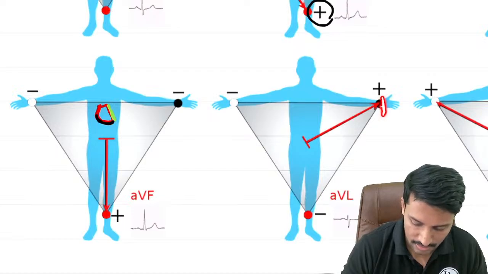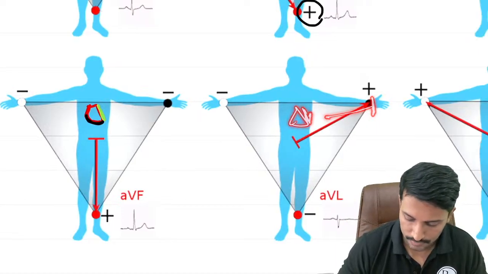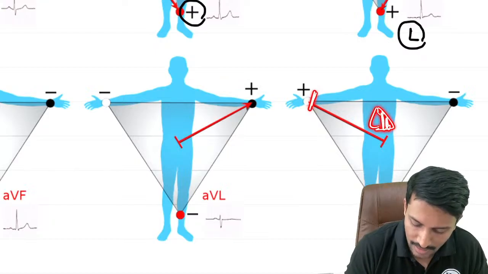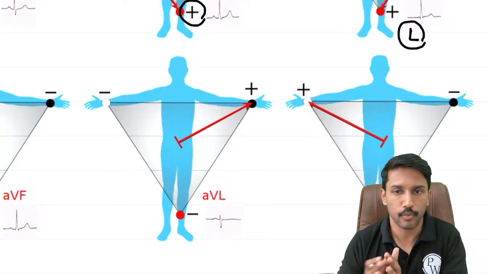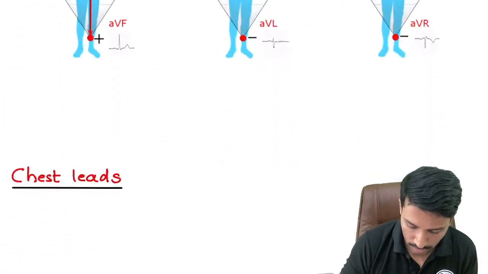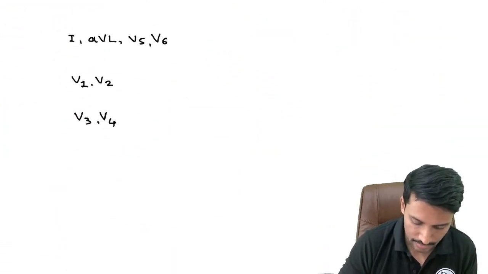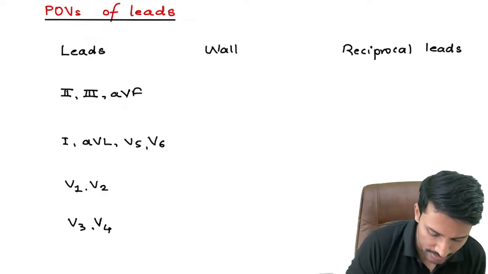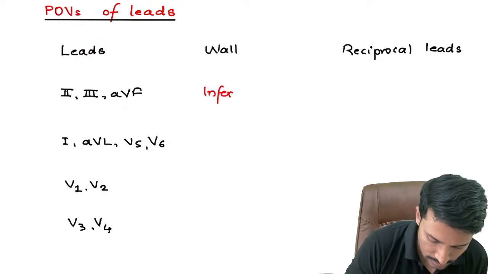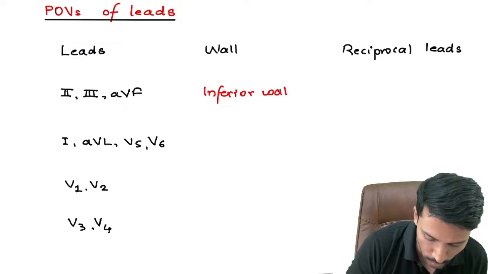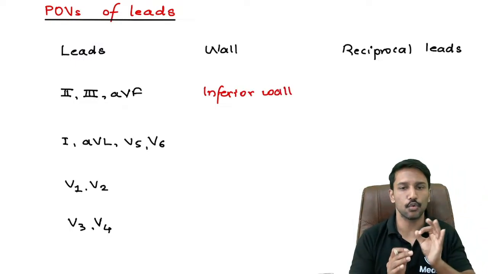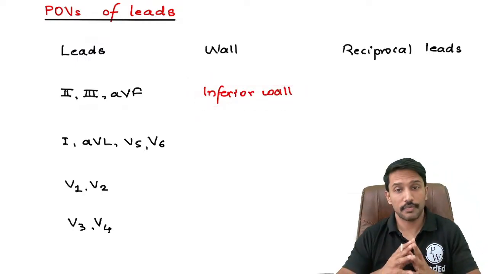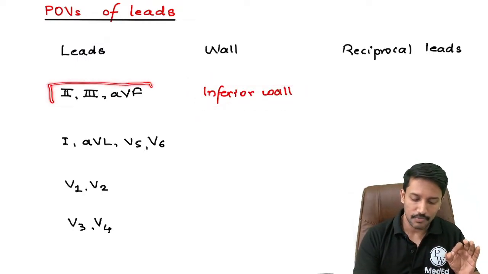AVL, the camera is here, right? It is looking at the lateral wall. And AVR, it is looking at the left ventricle from the opposite direction, right? So let us summarize all the leads in simple terms. So lead 2, 3 and AVF, we learned that it is looking at the inferior wall. That is the point of view of the lead 2, 3 and AVF. So if I have any problem in the inferior wall, where should I find it? I should find it in the inferior leads.